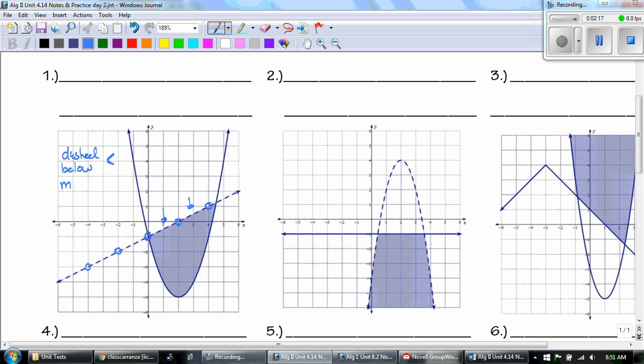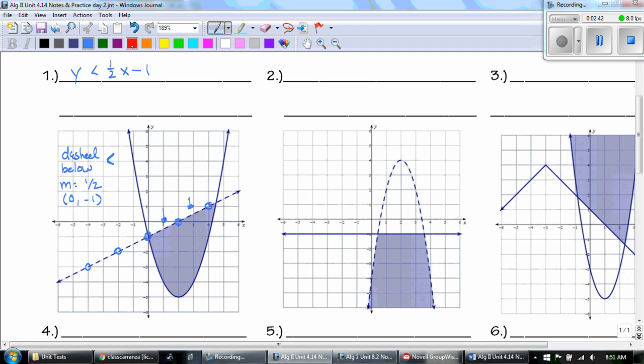My slope, we went up 1 over 2, so it is 1 over 2. And then my y-intercept is at 0, -1. So knowing all that information, we can say that y is less than 1/2 x minus 1.